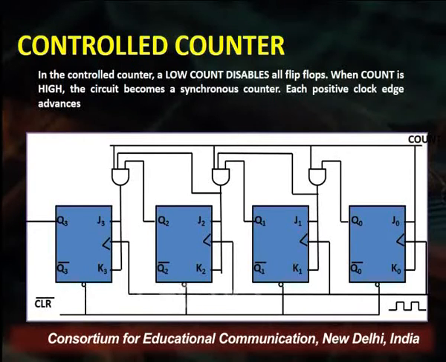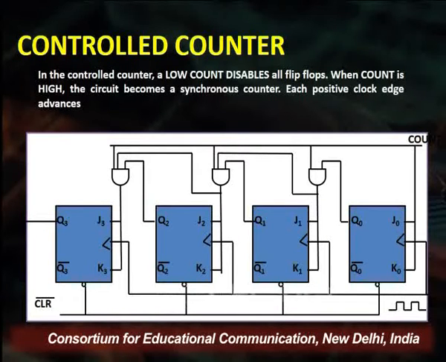That is J0, K0 equal to 1, J1, K1 equal to 1, J2, K2 equal to 1 and J3, K3 also equal to 1. With the J and K values at 1, we find that it is always the complement of the last state and hence the counting.